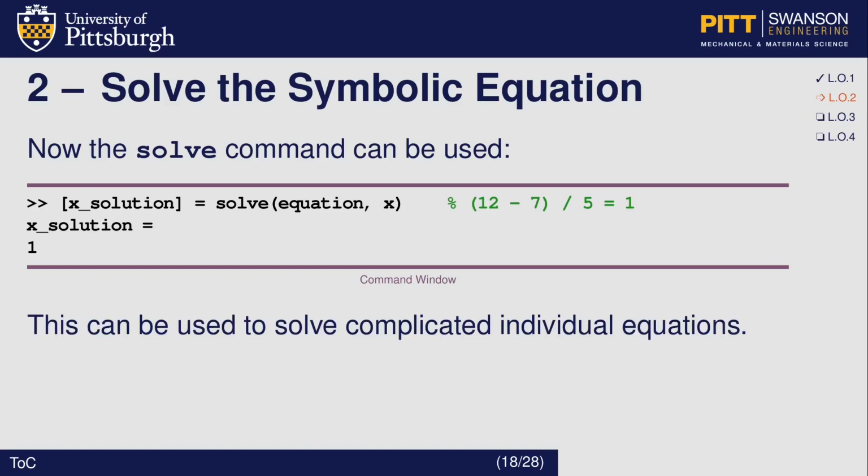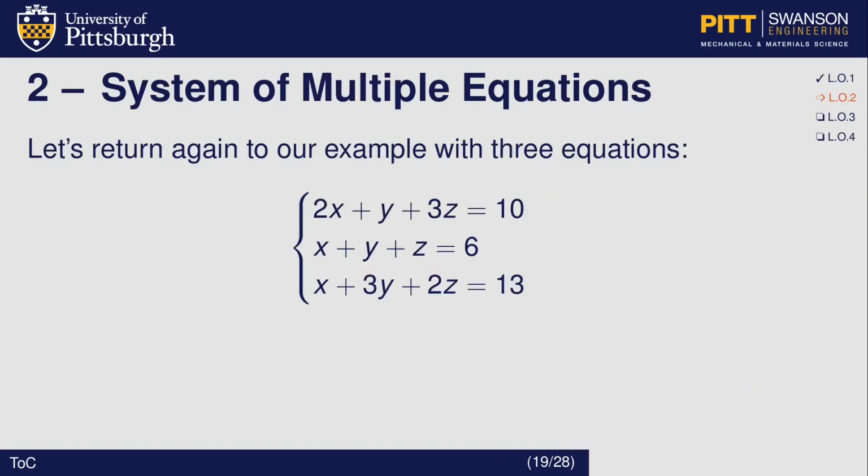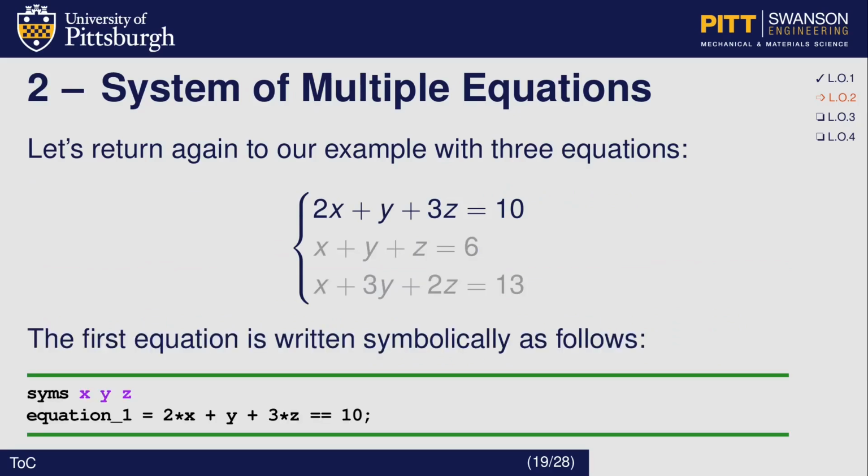As you might imagine, you could use this to solve much more complicated individual equations for a specific variable, but you can also use it to solve multiple equations together. Let's return again to our original example with 3 equations. The first equation is written out symbolically by defining the variables x, y, and z, and then writing the equation just as it is read in the math.